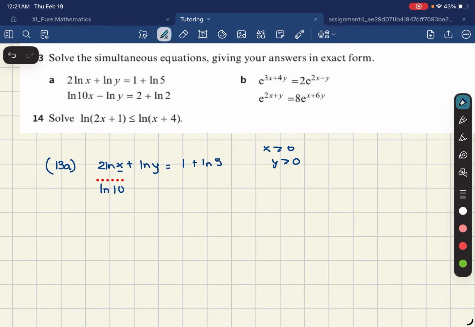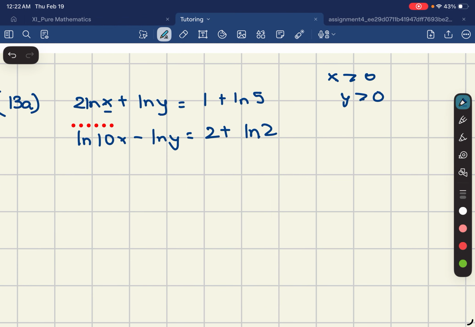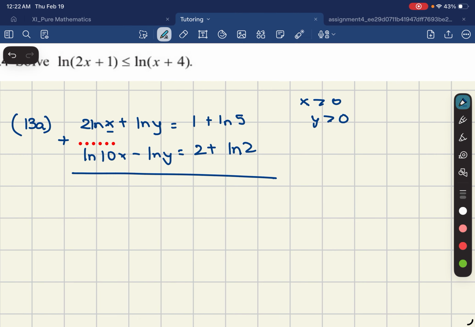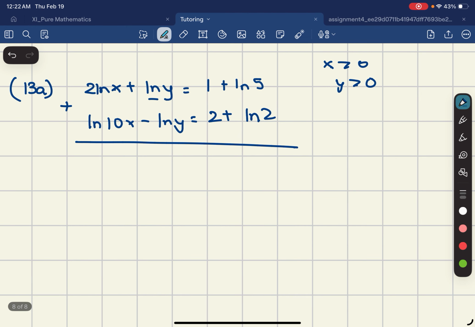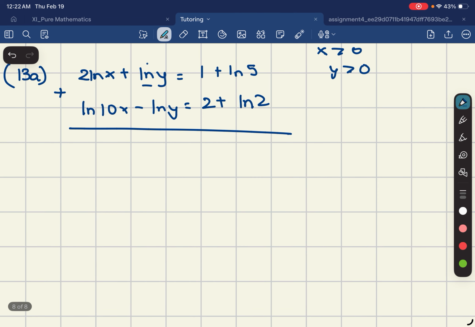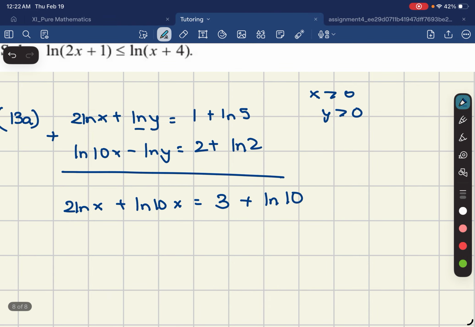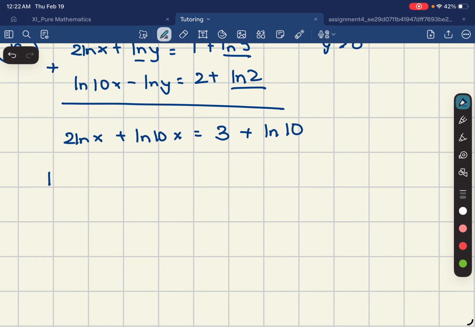And my second equation is ln 10x minus ln y is equal to 2 plus ln 2. Now, if you think about it, we can just add these two equations, because I have a plus ln y and a minus ln y. When I add them together, these cancel out. So I have 2 ln x plus ln 10x is equal to 1 plus 2, which is 3, plus ln 10. How did I get ln 10? Well, ln 5 plus ln 2 we can simplify by writing it as ln of 5 times 2, and that is ln 10.